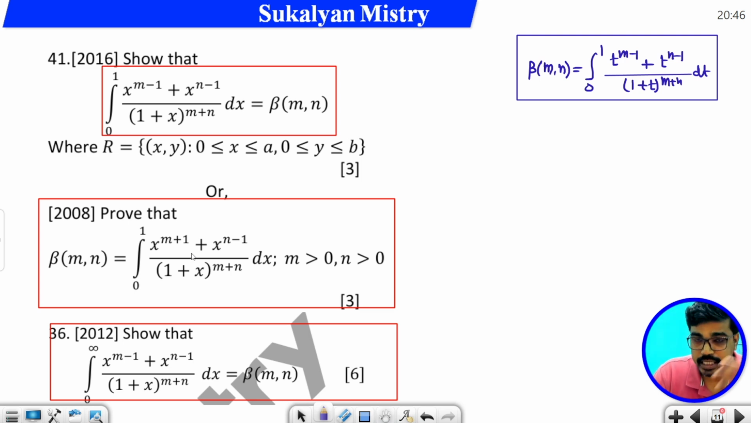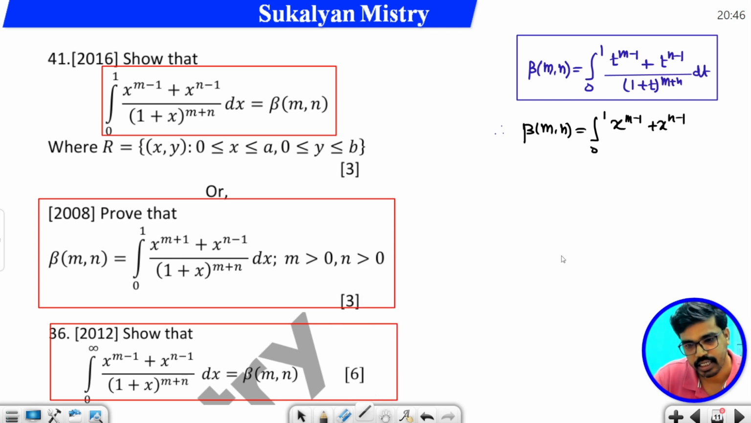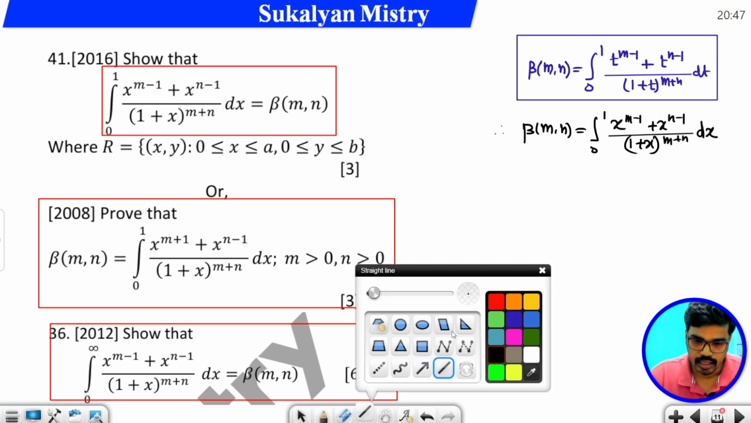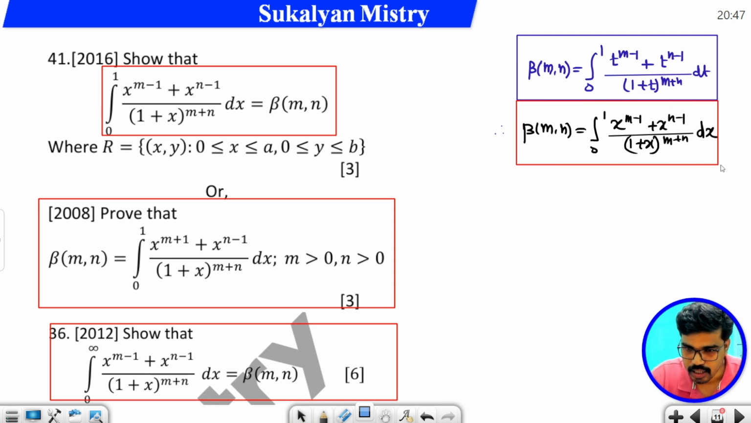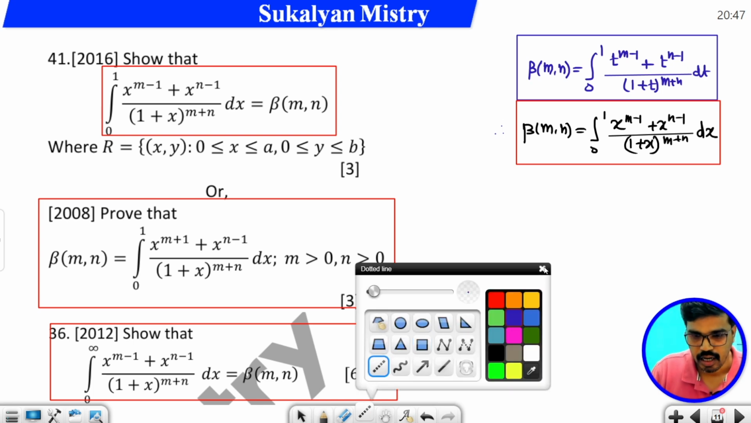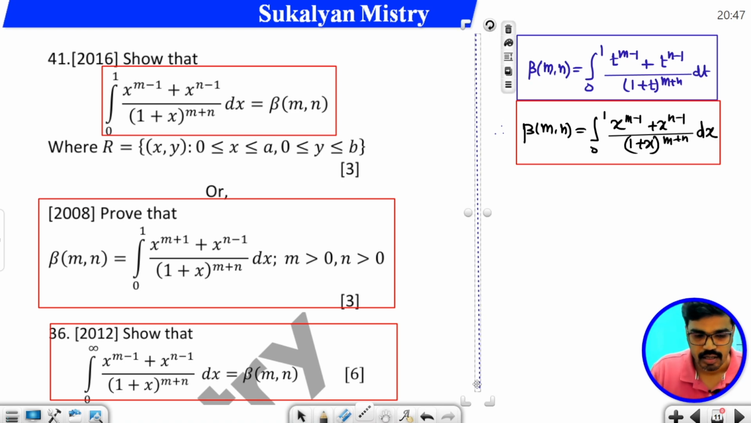In the end, you can use x, t or y as the variable. Here x is given, so at the end just write: therefore beta m comma n is equal to integration 0 to 1, replace t by x, so x to the power m minus 1 plus x to the power n minus 1 divided by 1 plus x to the power m plus n dx. Just prove it simply. I think the concept is clear. Whatever variable is there at the end, just replace it.